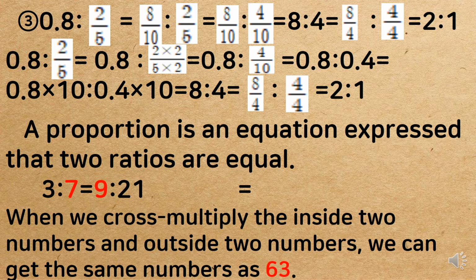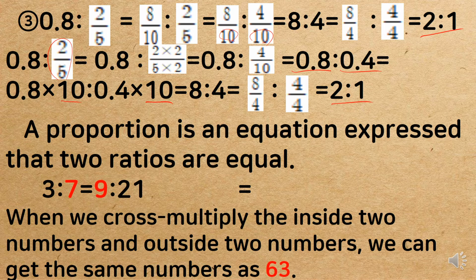0.8 colon 2 fifths. First, we should make them both fractions. Then we can make them the same denominator, 10. The final answer is 2 colon 1. This time, we should make the 2 fifths a decimal number. Then they become 0.8 to 0.4. Multiply by 10 on both sides, then we get the same result, 2 colon 1.